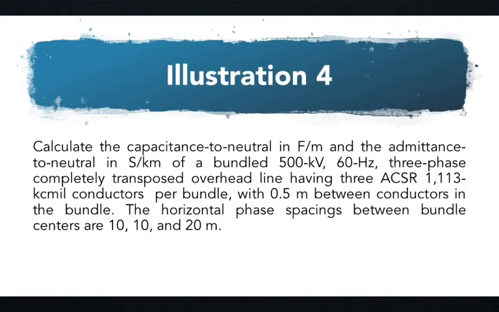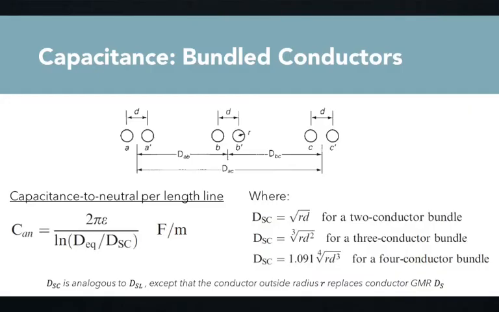So let us now apply these equations to get the parameters we need. It is bundled since that's 3-phase. And it says there are 3 conductors per bundle. So 3 conductors per bundle.